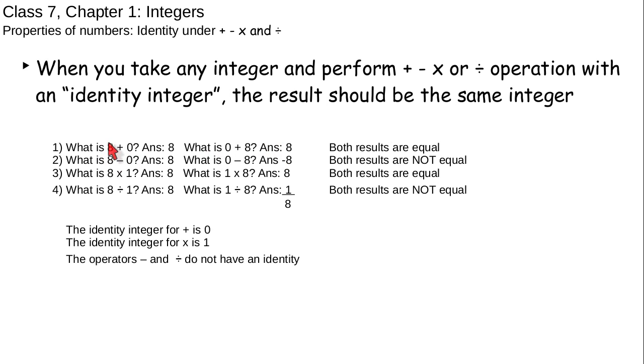Now because 8 plus 0 is also 8 and 0 plus 8 is also 8, and 8 was the number that we had picked up, we can clearly say that 0 is an identity integer. Even if you add 0 to any other integer and you jumble the sequence, that means you change the sequence of addition, the result will still remain the same. Therefore, the identity integer for the addition operator is 0.